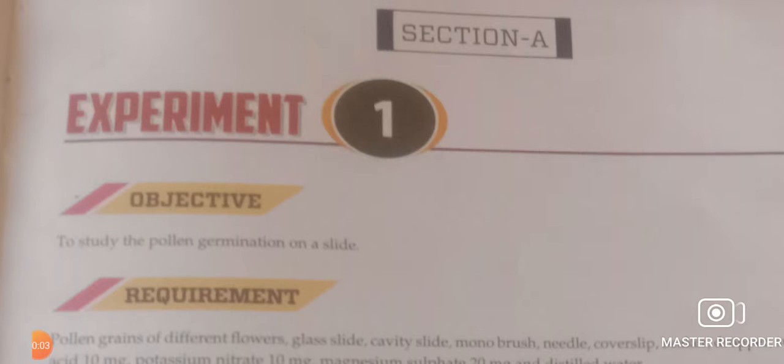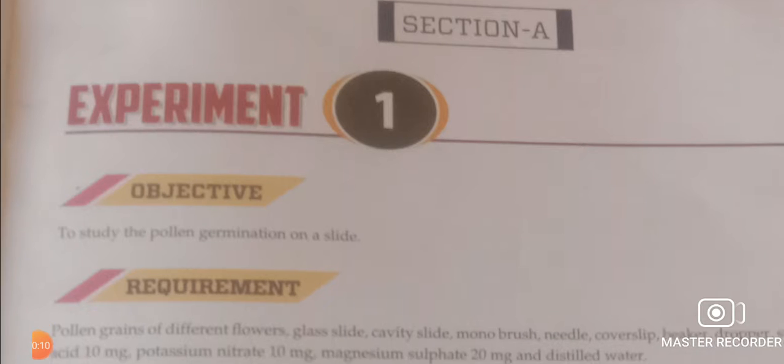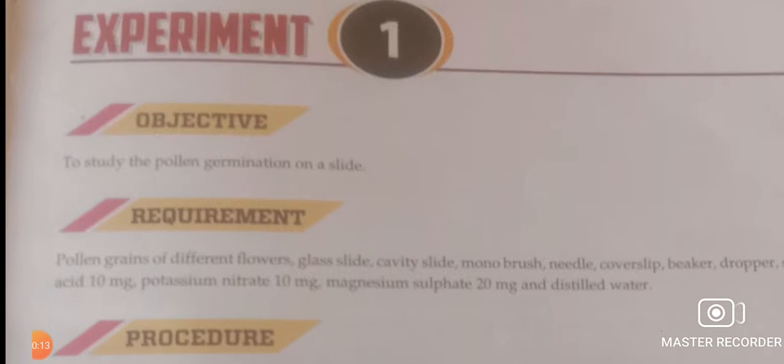So children, we are going to study the first experiment. The aim of the experiment is to study pollen germination on a slide. So we have to study how pollen germination occurs on a slide. You know where pollen germination usually occurs, in the stigma, isn't it? After pollination, the pollen grain germinates on the stigma. But here we are going to study it on a slide.